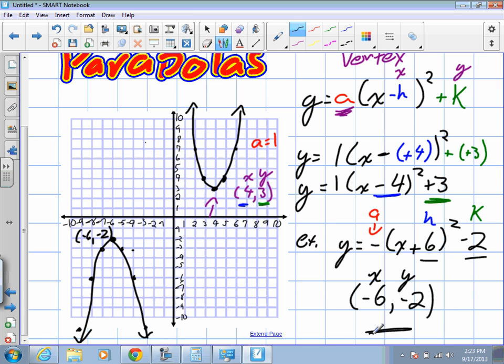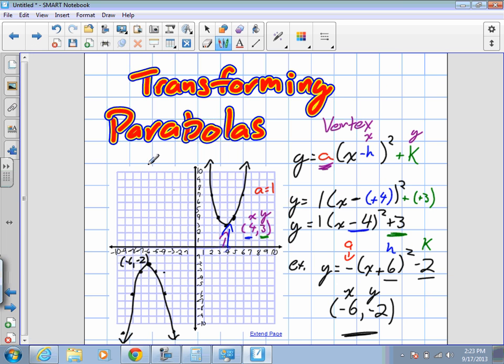So a transformation. Remember our original vertex is at the origin. How would I describe this? How far has it moved left and right? It's moved 6 units to the left, and then what? 2 units down. So that's how we describe the transformation. What about the original one? 4 units to the right and 3 units up. Okay, that's exactly how we describe that if they ask us to talk about the transformation.